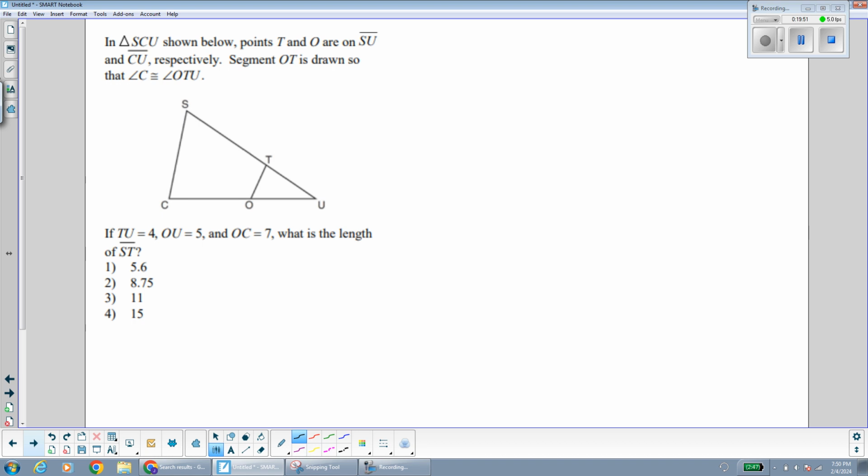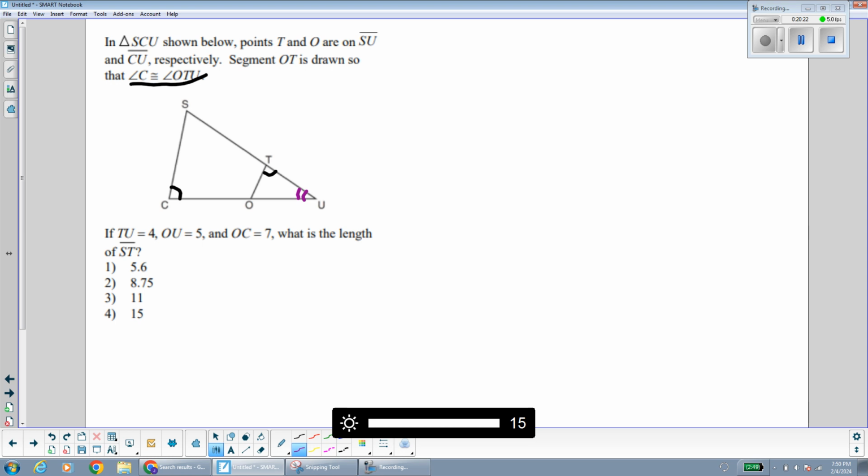Moving on over here, it tells us here that angle C is congruent to angle OTU. And since we have the smaller triangle inside of the big triangle, it's going to have a shared angle, and that shared angle is angle U. Notice how angle U is inside the small triangle, and at the same time, it's also inside the big triangle. So we can say it's congruent to itself by the reflexive property.